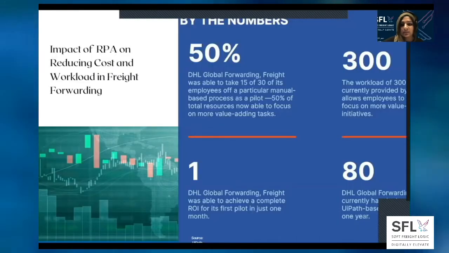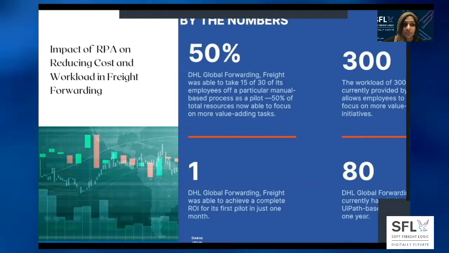And the impact it has had in DHL's business. So in terms of their freight forwarding arm, it's actually helped a lot. It's reduced almost 50% of the resource required to perform that particular task. And so in their pilot study, they were able to reduce the number from 15 to 30. If you look at the workload they've been able to do is 300 FTEs currently done by the robot process, and they were able to get an ROI in 1 month.